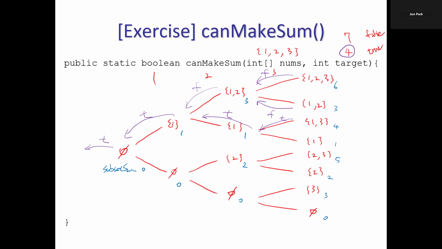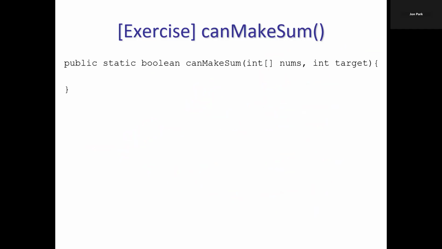Okay, so we don't actually have to keep track of all the elements, but keep track of the sum of the subset we're looking at. Then once you get to the base case, you just compare if that sum is the same as the target or not. 6 is not the same as 4, return false. 3 is not the same as 4, return false. 4 is the same as 4, so you return true. Okay, does the setup make sense? Good.